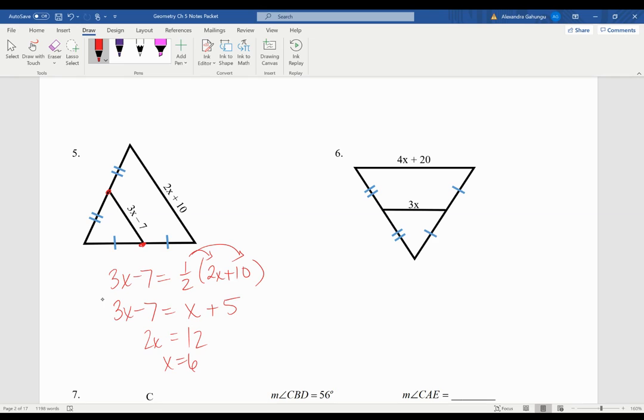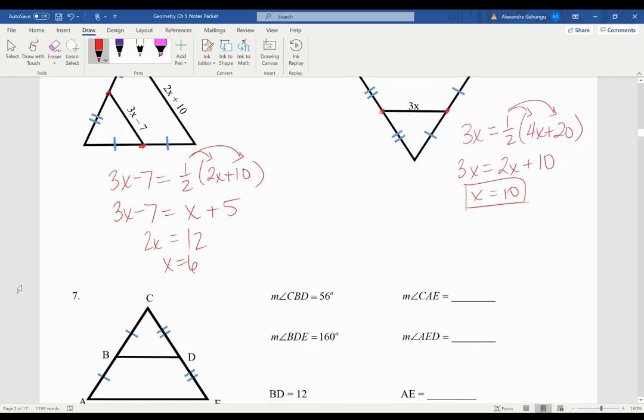And lastly, for these types, midsegment, connecting the midpoints, so 3x is equal to half the long side, 4x plus 20. And distribute, we'll get half of 4x is 2x, half of 20, 10. So x is equal to 10. So the idea is you just have to make sure you're always identifying which one should be the shorter one. So you make sure not to take half of that one because that is the shorter one. You don't want to take half of it.